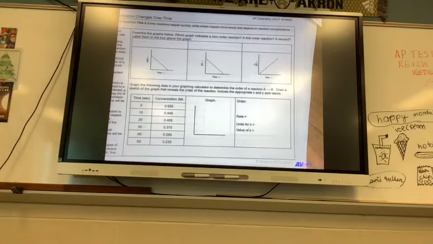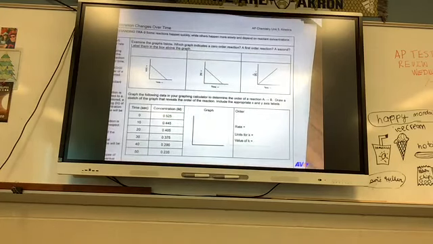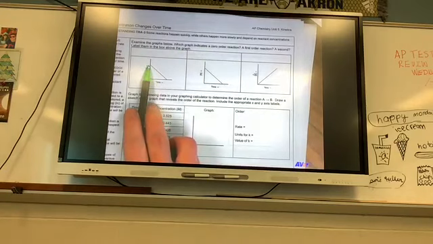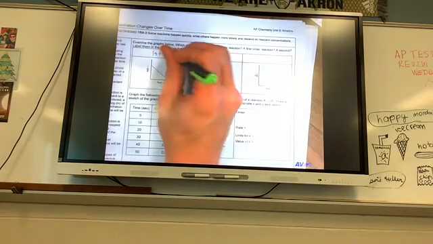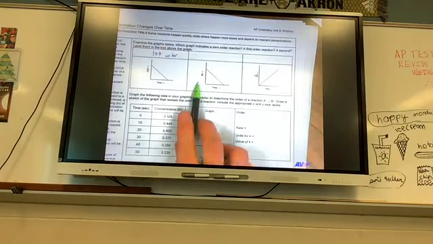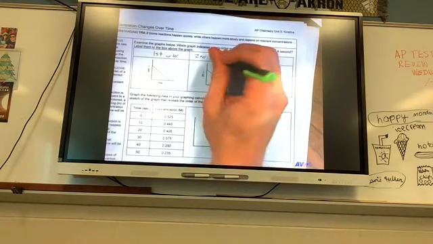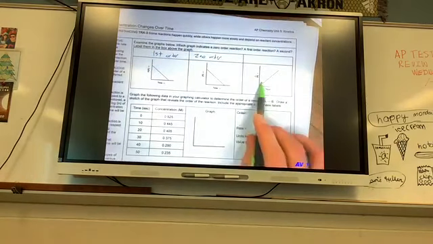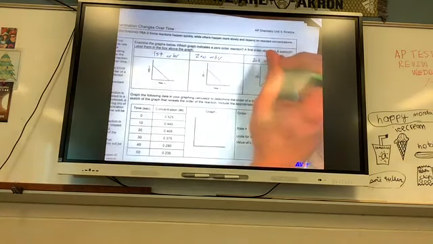Okay, so I got graphs below. Which graph indicates a 0, first and second? So here I have natural log of A versus time. So this is obviously first order. Here I have A versus time, straight line. So this is 0 order. And here I have 1 over A versus time. So this is going to be second order.